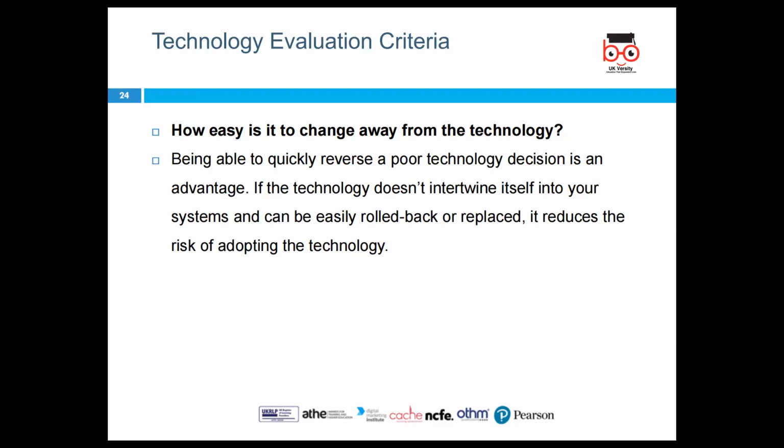And also, how easy will it be to change away from this technology? The migration from one system to another is a very important step, where it is important to know how smooth and easy this can happen.